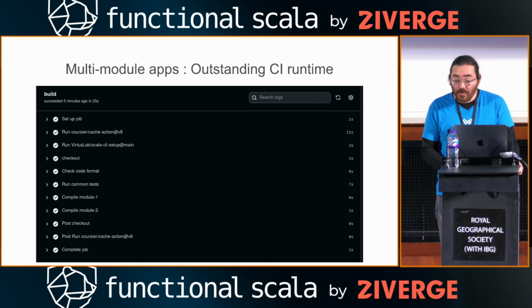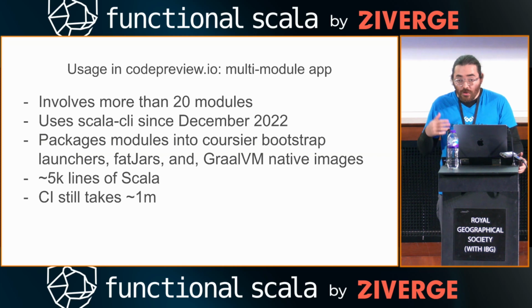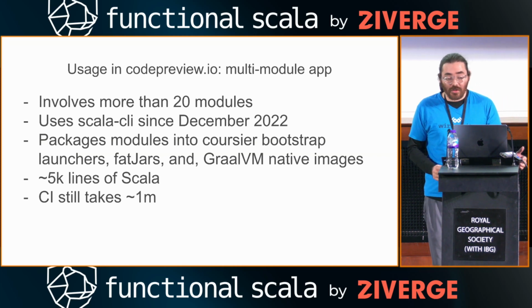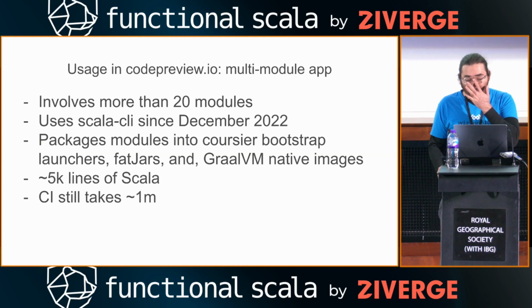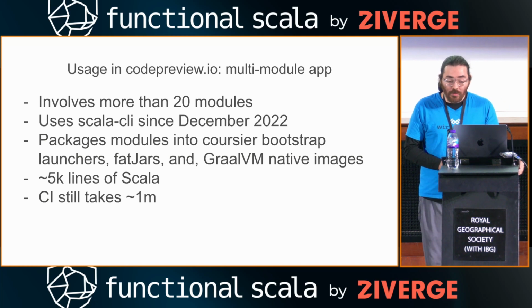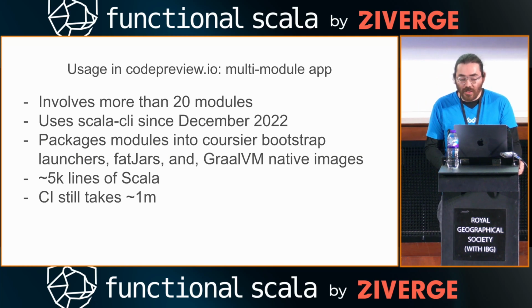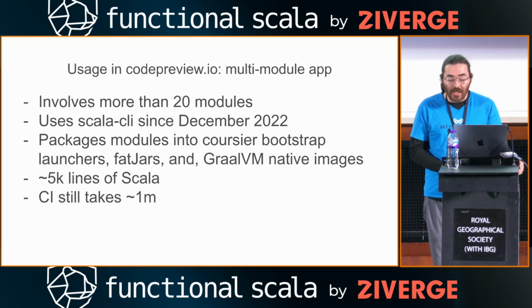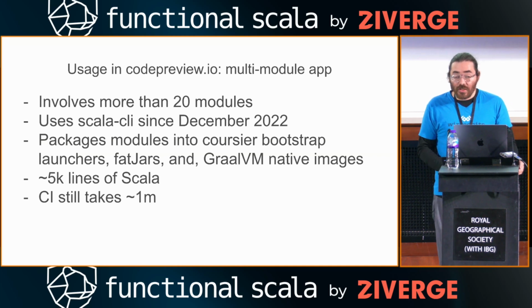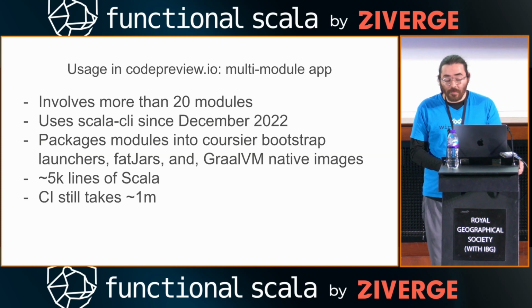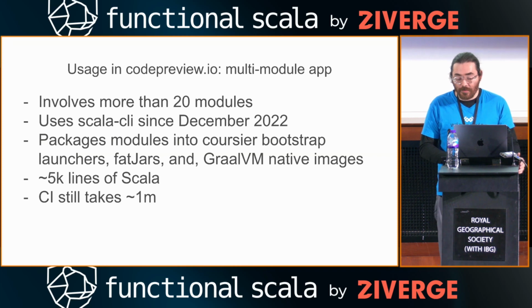So in the case of this multi-module setup, there is basically no time spent at the CI. Everything is less than 1 minute. But let's go to an actual real-world usage. In this case, I am taking the case study from codepreview.io, which is a multi-module application that has more than 20 modules. It has more than 5,000 lines of code purely in Scala. We have been using this for the last year, and we have many kinds of modules that are packaged in different formats, which is why I introduced the package.sh pattern.